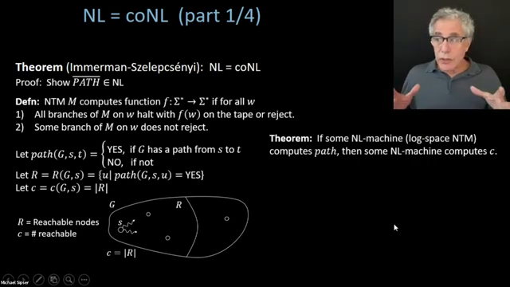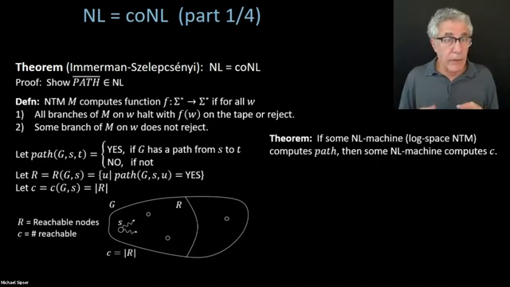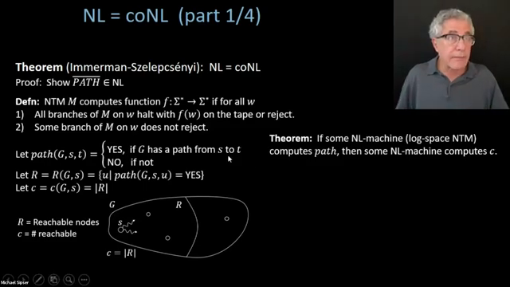So the way we're going to start is an easy theorem, though this is still going to be relevant at the end. But for now, it's really more practice with the function concept that we've just introduced. So I want to say that if I can compute the path function with an NL machine, then I can compute the count with an NL machine. Okay, so understand what computing the path function means.